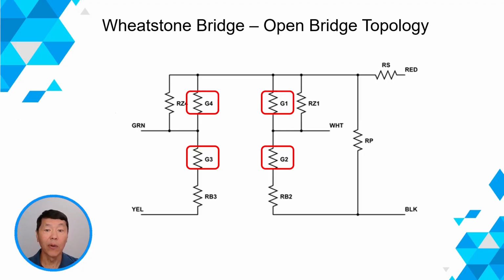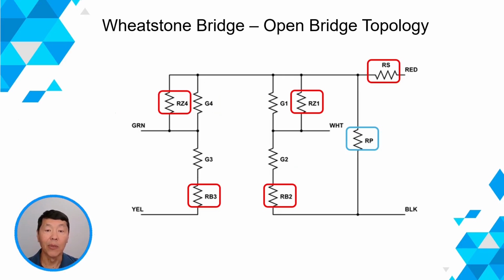As we've seen before, here's a schematic of an open Wheatstone bridge comprised of strain gauges G1 to G4. The red and black lines are connected to the excitation voltage, and the green and white lines are for the bridge output.